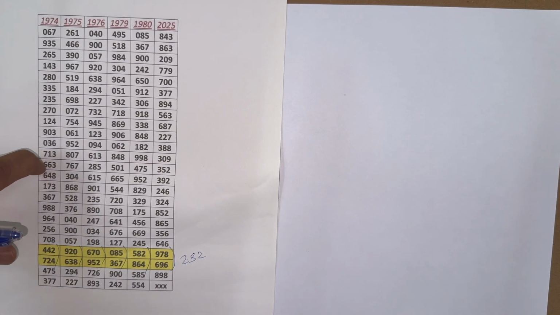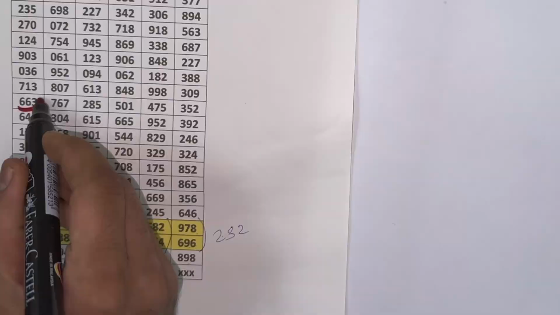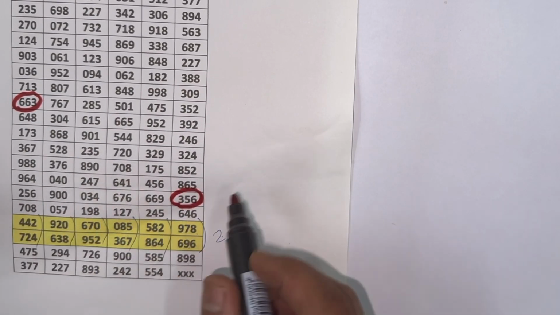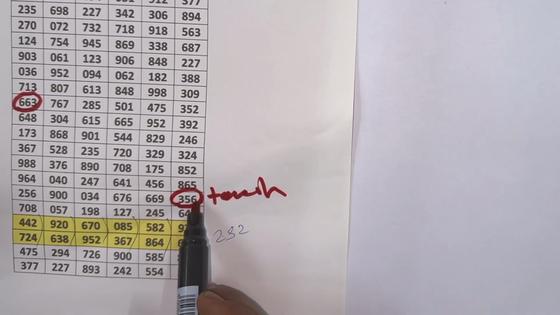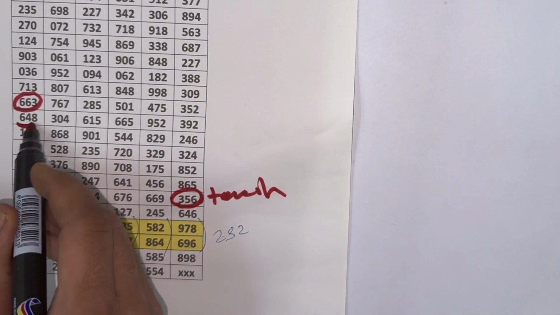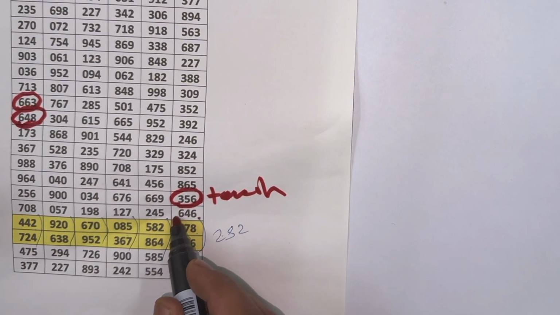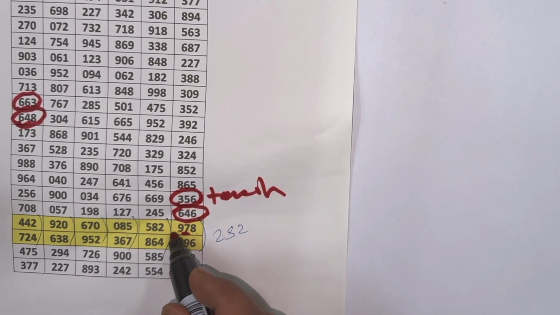663. So we have 663, and here we have 356. So touch, we have touch. Here 6, 6, and 3. The next one, we have 6, 4, 6. Here 6 and 4, touch. Here we have 1, 7, 3. Here 7 is touch.